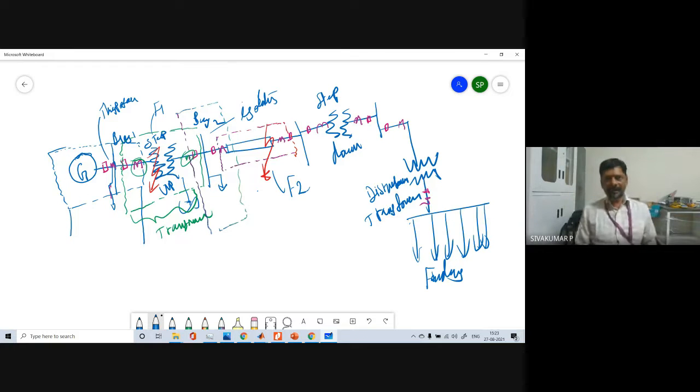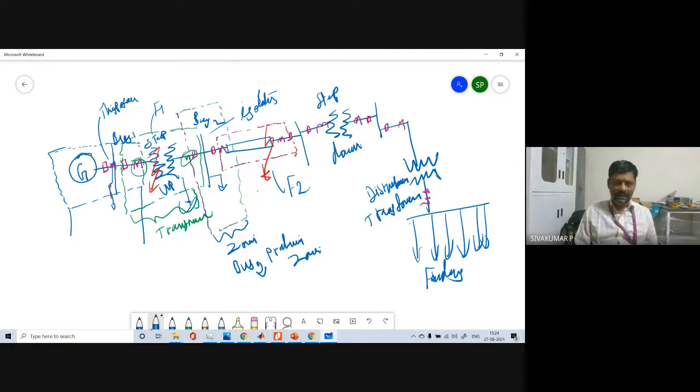So both the faults can be protected by a suitable protective device. That covering area is named a zone. So this is bus 2, the bus 2 protective zone. Okay, so this is a zone. Now you can clarify.